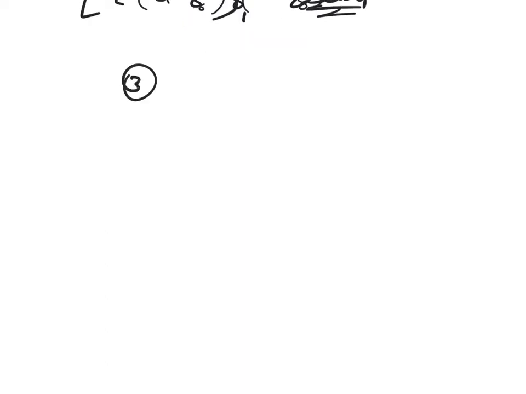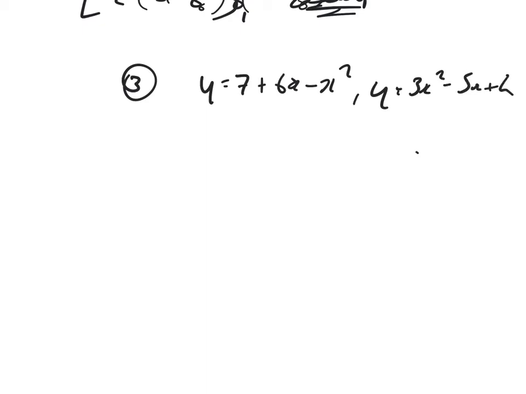Okay, let's try one more where we've not been given a visual of the graph. So we're going to look at the function 7 plus 6x minus x squared, and another function which is 3x squared minus 5x plus 4. And the question is asking to find the area enclosed by these functions. Now a problem that I've got here is that I don't have graphs to identify the upper and the lower, but I can work that out.